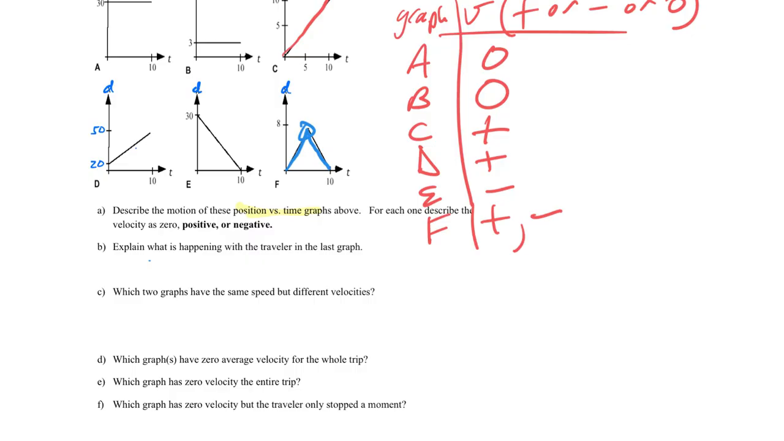Which 2 graphs have the same speed but different velocities? Okay, if you have the same speed, you got the same slope.